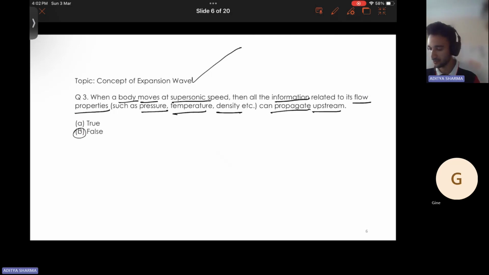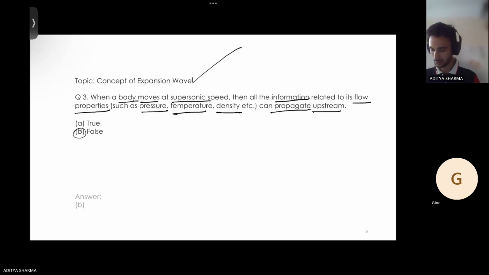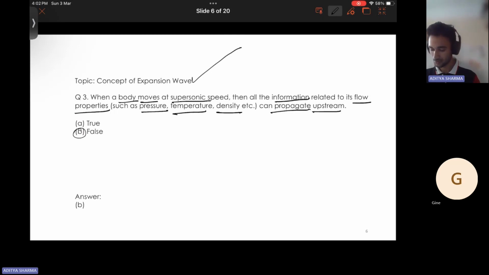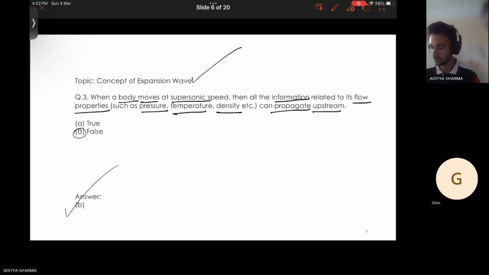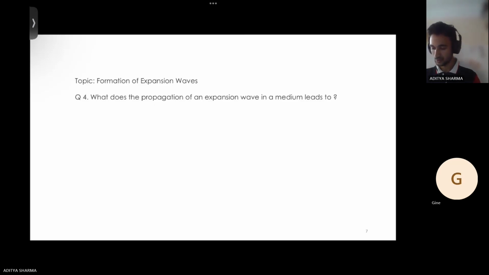Or let's take a 5 minute break quickly, because it's four only. So let's just take a 5 minute break, and then we'll quickly go on, because we are left with 10 theory-based questions, and then there are three numericals also. So we'll try to compress all that in the remaining time.